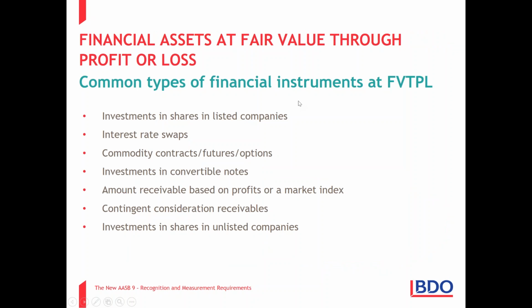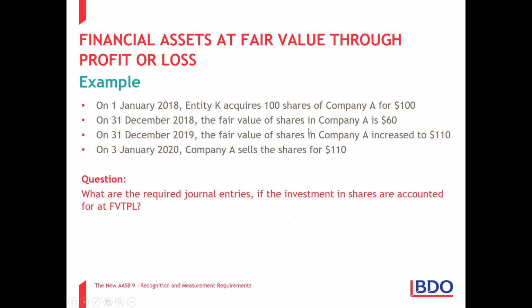So what are common types of financial instruments that are sitting in that fair value through profit and loss? So, you know, investments in listed shares, if they're held for trading, interest rate swaps, any derivative, commodity contracts, futures, options, investments in convertible notes, an amount receivable that's based on profits or a market index, contingent consideration receivables, investments in shares in unlisted companies. These are all examples of things that could sit in fair value through profit and loss.